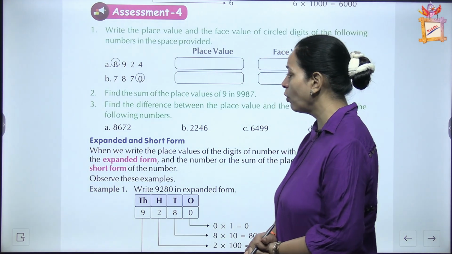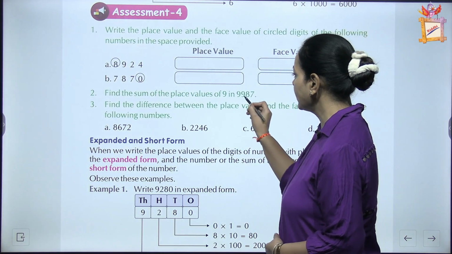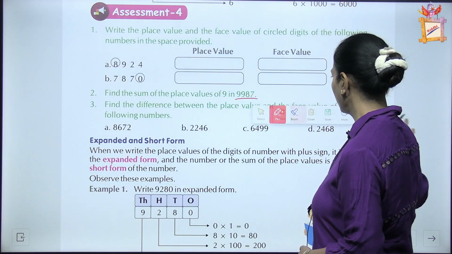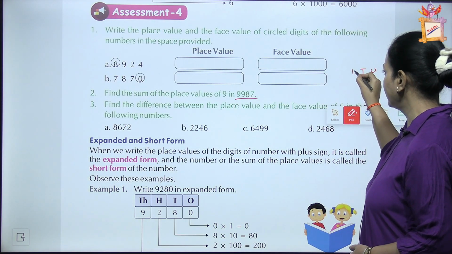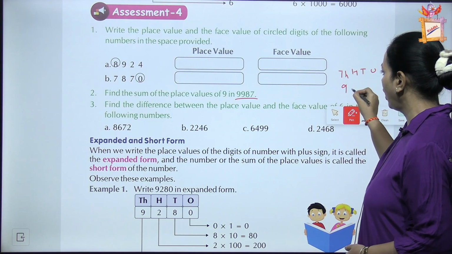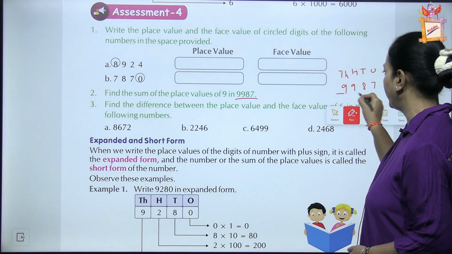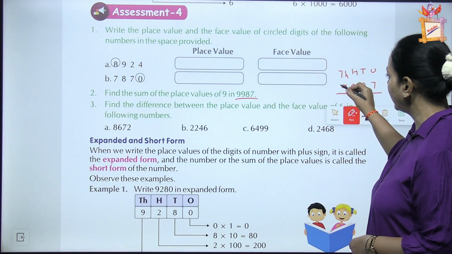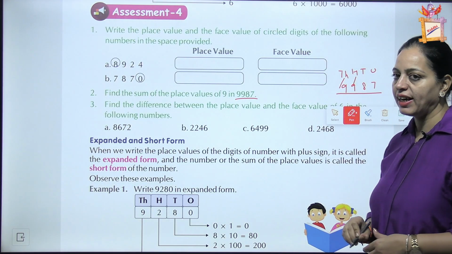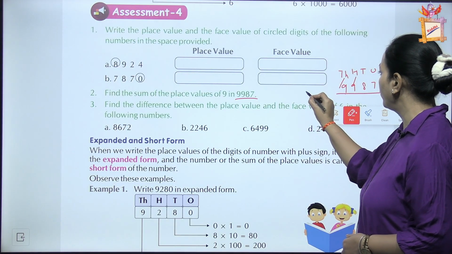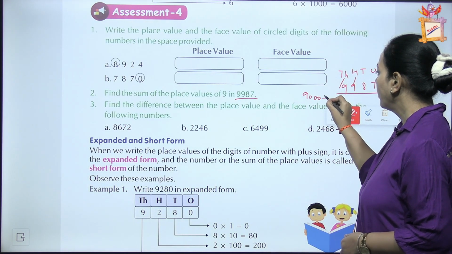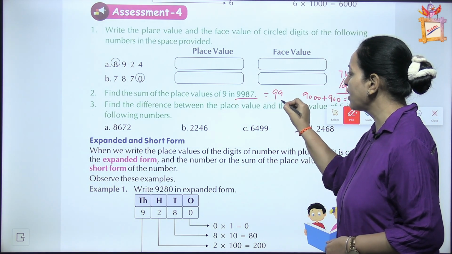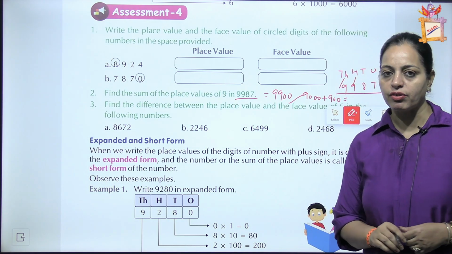Question 2. Find the sum of the place values of 9 in this number, 9987. So 1s, 10s, 100s, 1000s. So sum of the place values of 9. One 9 is at 1000 place and one 9 is at 100 place. So its value is 9000 plus 900. So answer is 9900. So very interesting. Okay.